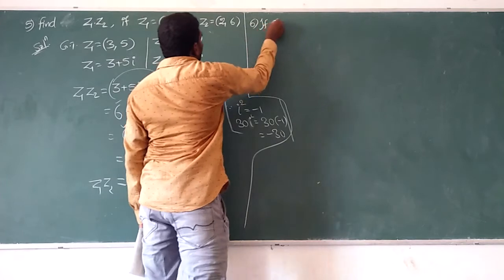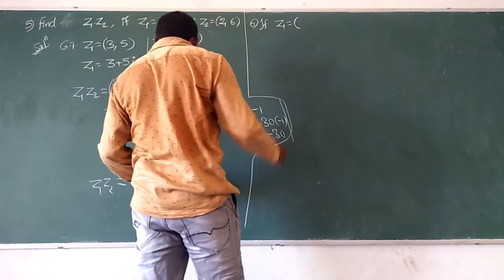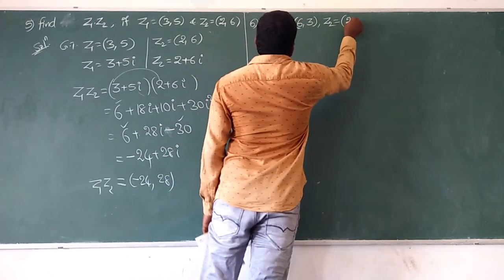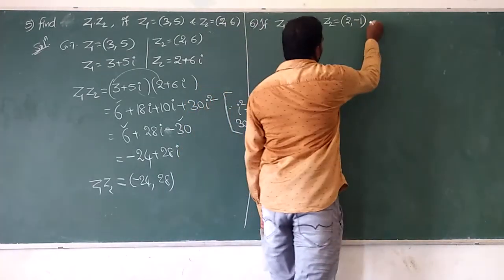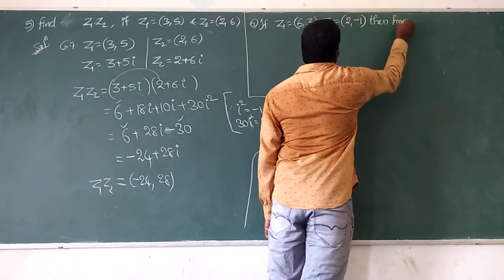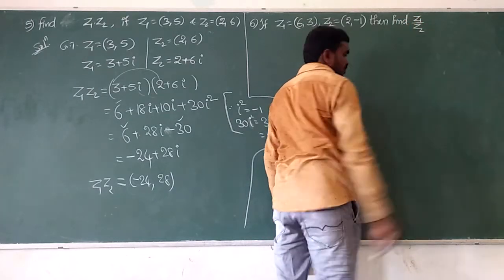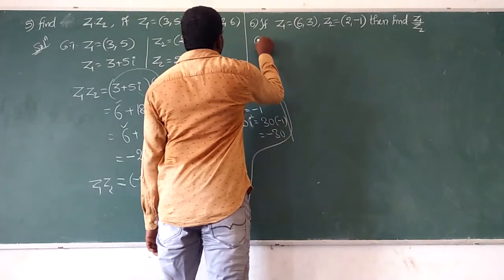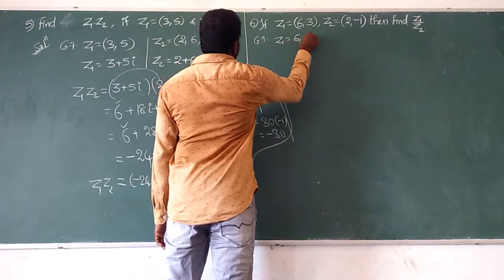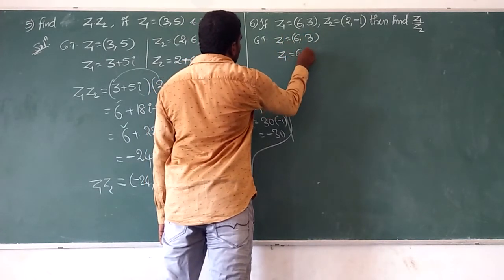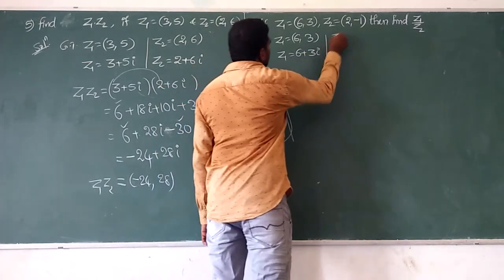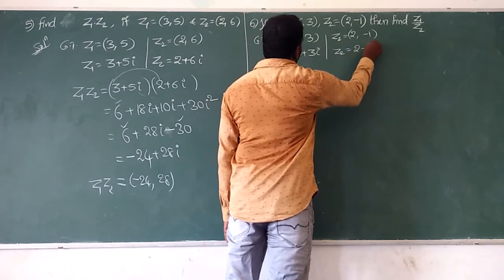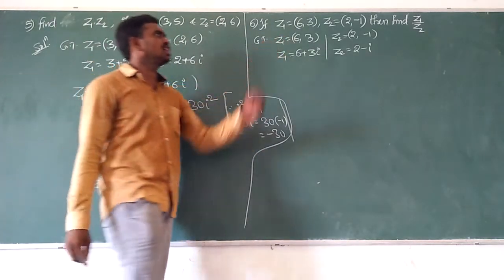6th one is: if Z1 equal (6, 3) and Z2 equal (2, minus 1), then find Z1 by Z2. Same way. Given that Z1 equal (6, 3) means what? Z1 equal 6 plus 3i. Next, Z2 is given (2, minus 1) ordered pair. Therefore, Z2 equal 2 minus i. 1i means i. Asked to find Z1 by Z2.